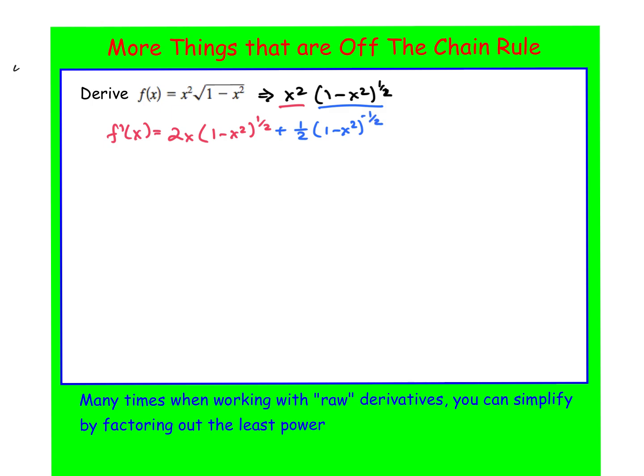Now, we need to know the chain rule though. So does anything pop out? Yes. So negative 2x pops out. And so there's my derivative of my second. But now I need to multiply it with what? By x squared. By the first, which is x squared.